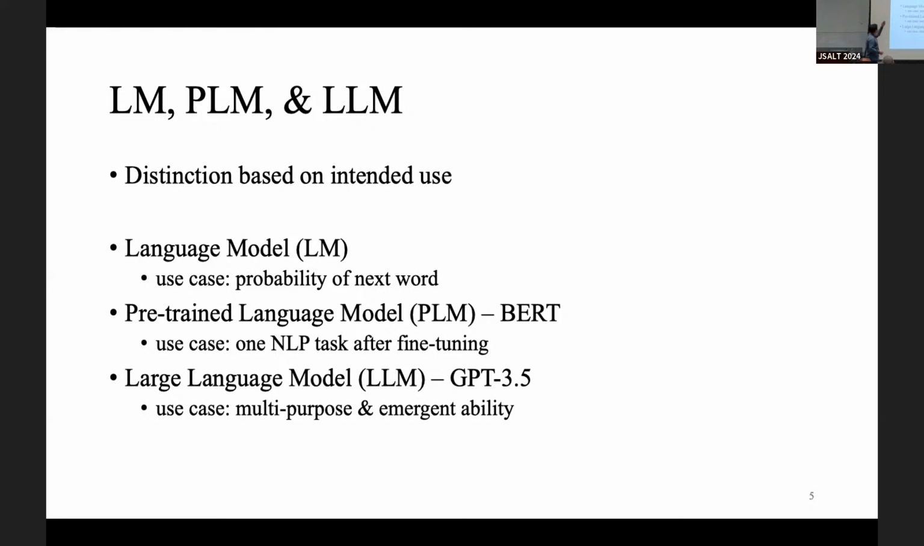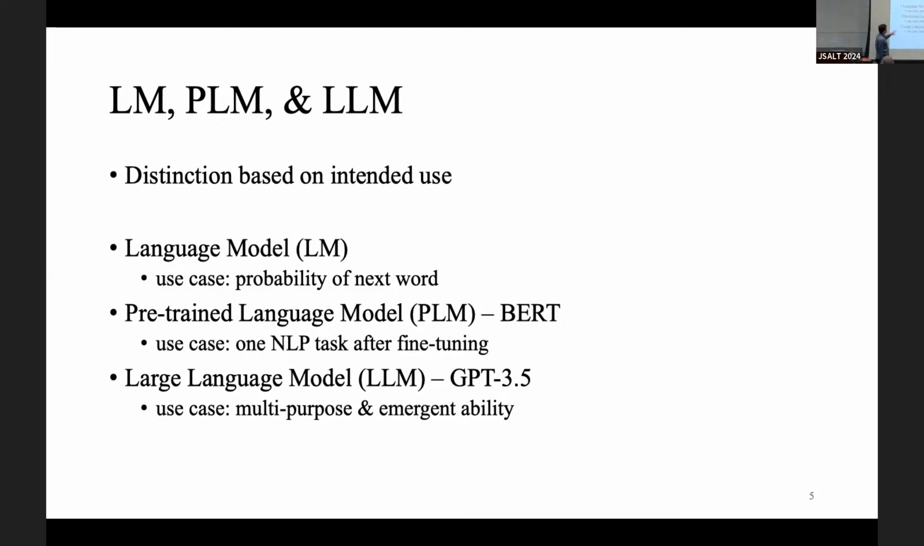So there's a language model, a pre-trained language model, and a large language model. I'm going to make a distinction between them. I would say a language model is something where the intended use is just to predict the probability of the next word. A pre-trained language model, something like BERT, the intended use case is a single task after fine-tuning.